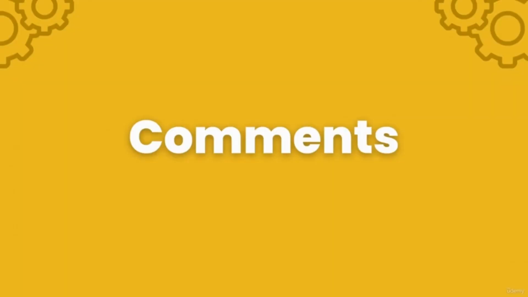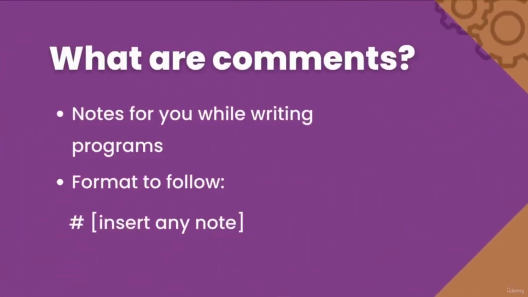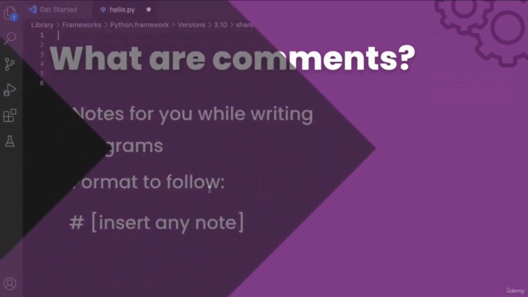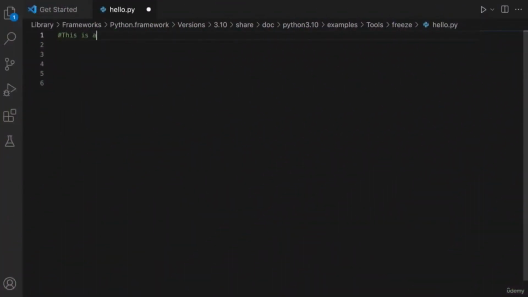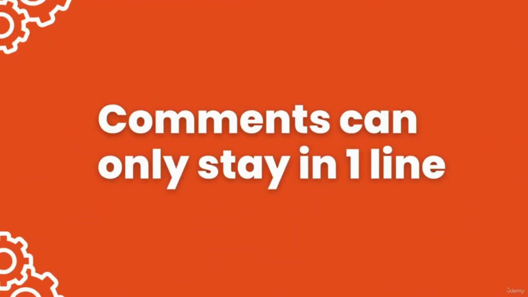Super quick video where I just wanted to tell you guys about comments. Comments are basically notes that you can make while writing a program. When you want to write a comment, just start the comment with a hashtag and then write any note you want to write. For example, I can write hashtag, "This is a program about printing things." Just keep in mind that your note can only stay on one line.